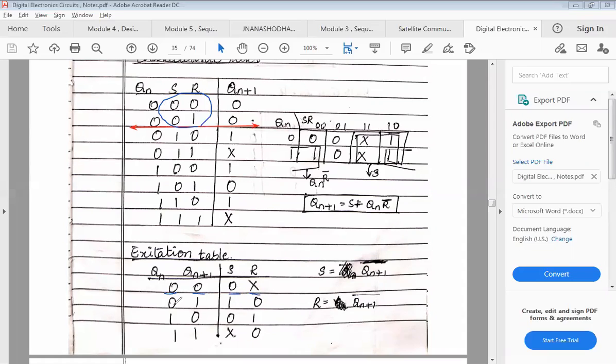Okay. Qn should be 0. Qn plus 1 should be 1. So where do I have it? 0, 1. Okay. So I just have one such combination. Only one such combination I have. So what I will do, directly I will take this 1, 0. This 1, 0, directly I will take the SR value and I will put it here. 1, 0.